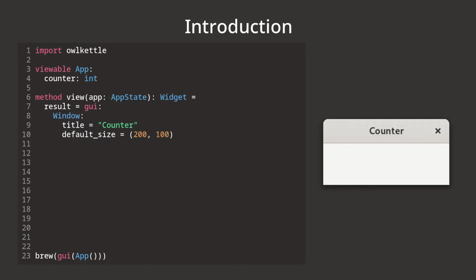When we run this program, we get an empty window with the title counter. Next, let's add the label which displays the current count. Since we later want to put a button next to it, we wrap it in a box widget.